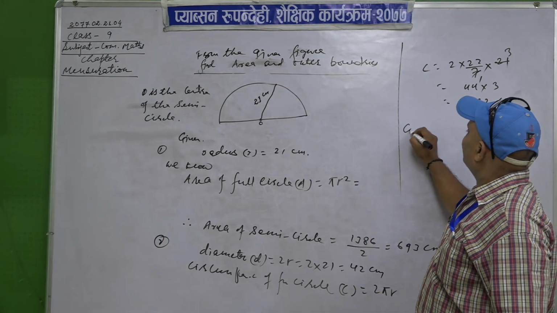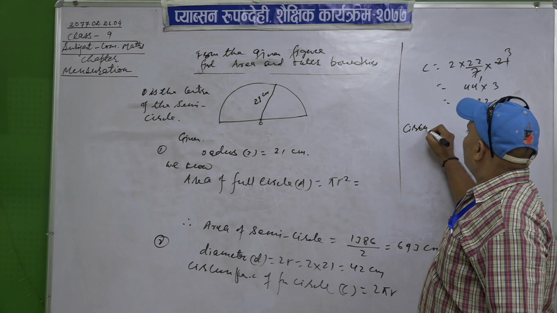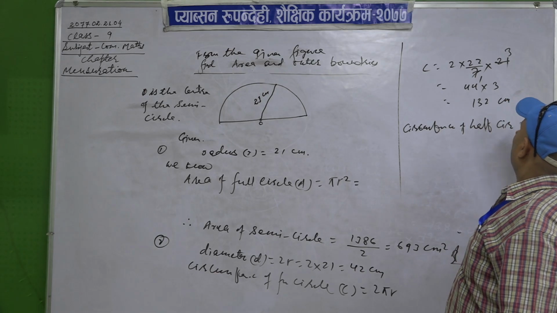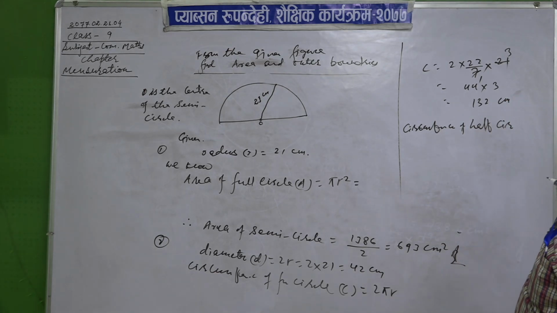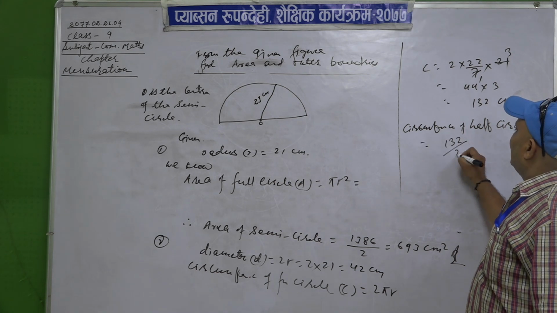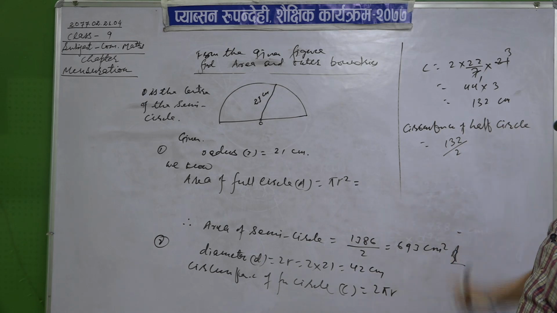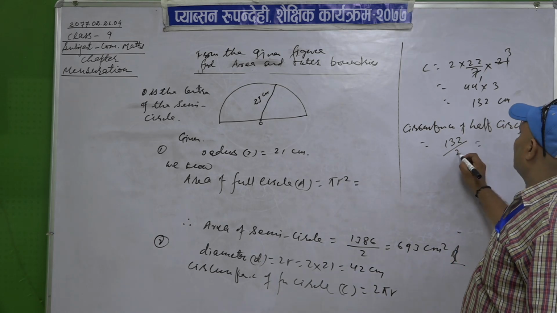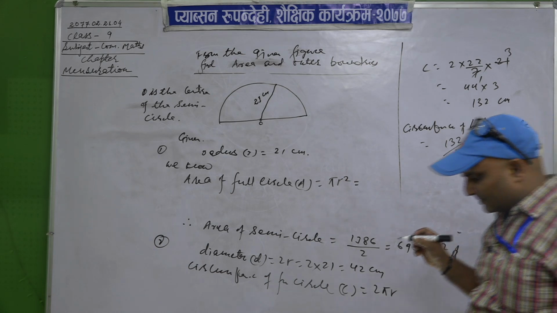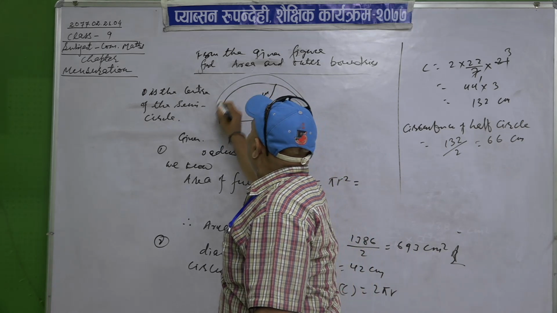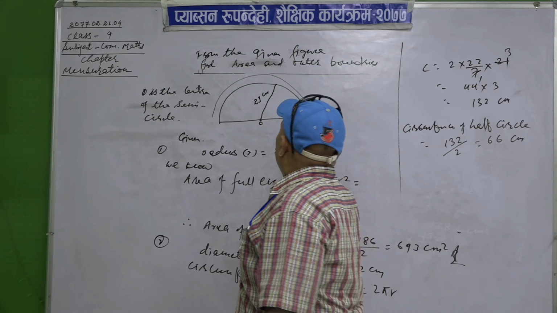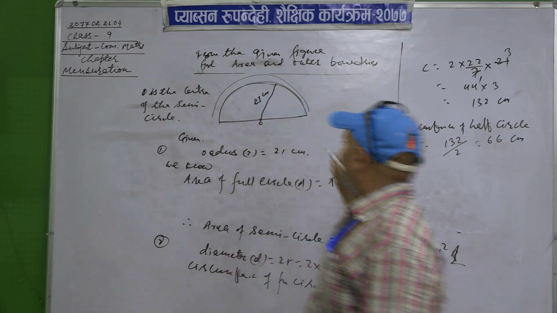Then the circumference of a half circle and a semicircle are the same, you can use both the terms. For the half circle, 132 divided by 2, divide the circumference by 2. This is equal to 66 centimeter. This is the length of this part. Outer boundary means this part and this part also. And finally, to find the outer boundary, you add this part and this part.